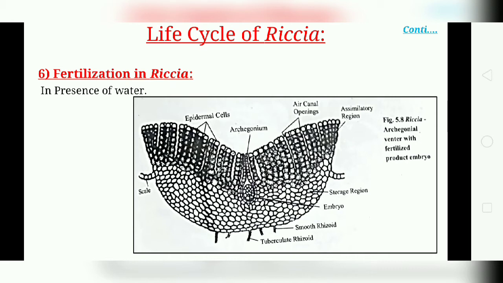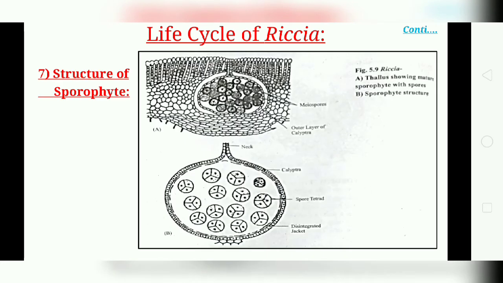The zygote is the first diploid cell, which divides to form an embryonal mass. The wall of the venter becomes two-layered and forms a calyptra. In this picture you can see the opening of the archegonium venter with the fertilized product, the embryo. In the next slide, we have the structure of the sporophyte.